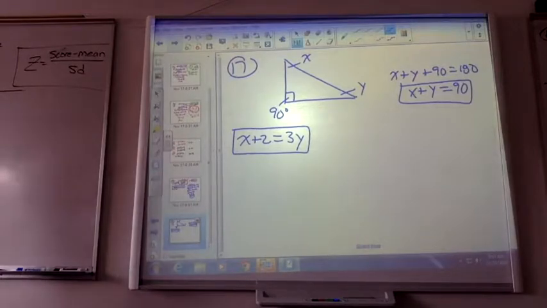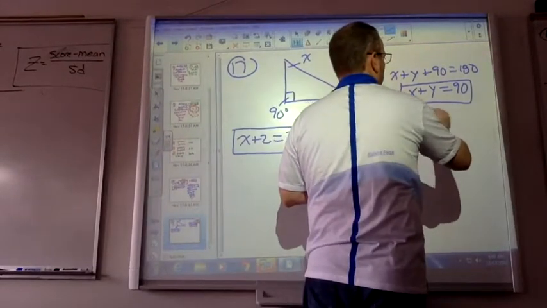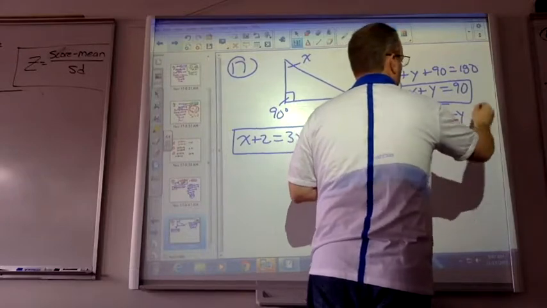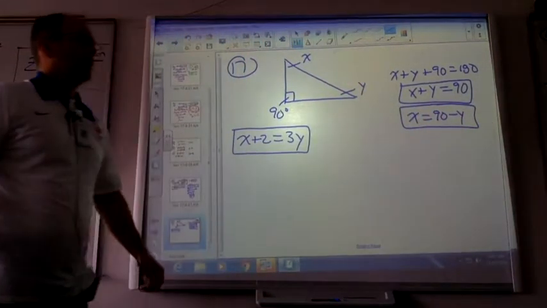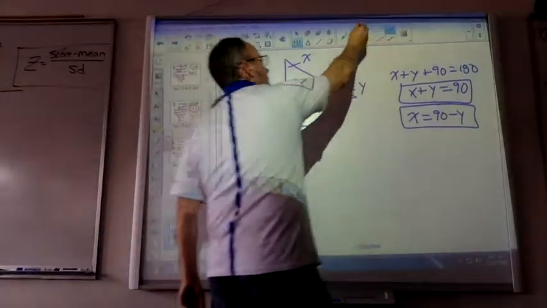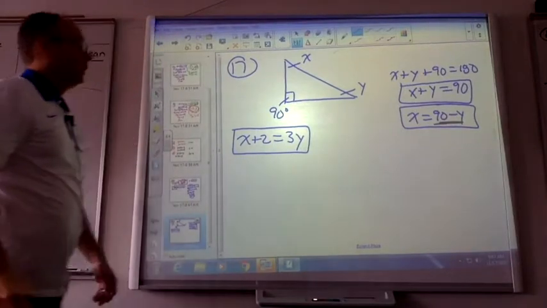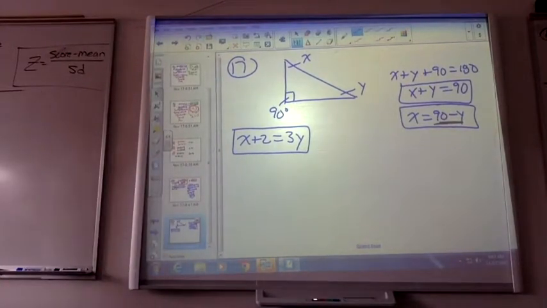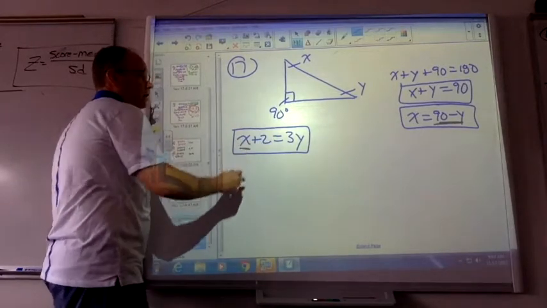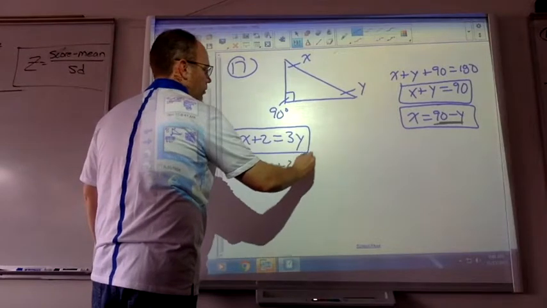No. Could I solve one? Yeah, so maybe let's modify this one to become this. What did I do to get there from that equation? I subtracted y. Good. This right here is going to go where? Into the x right here. Okay, because we know x equals that. So that gives me 90 minus y plus 2 equals 3y.